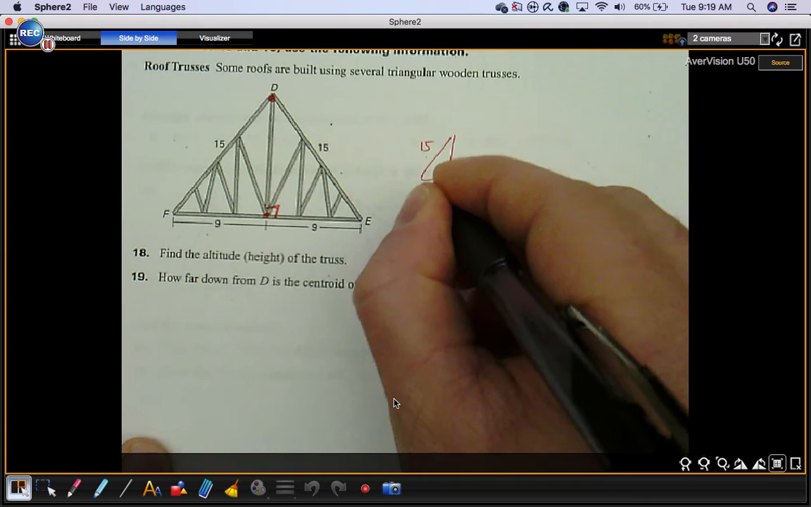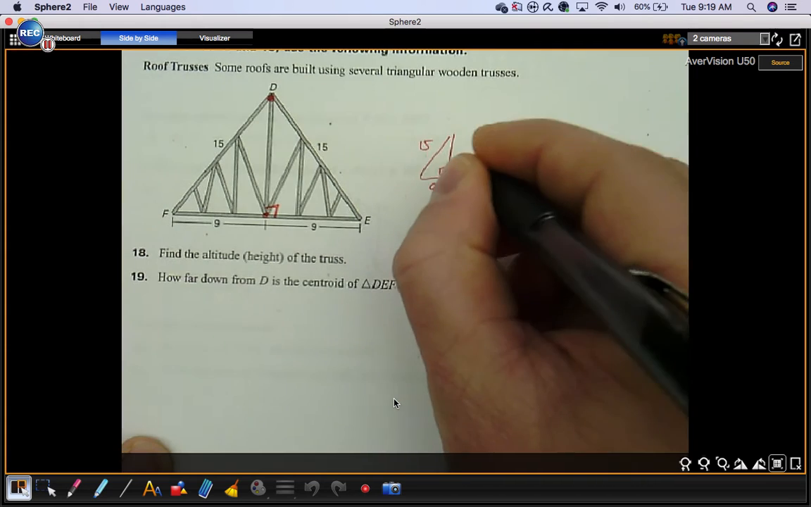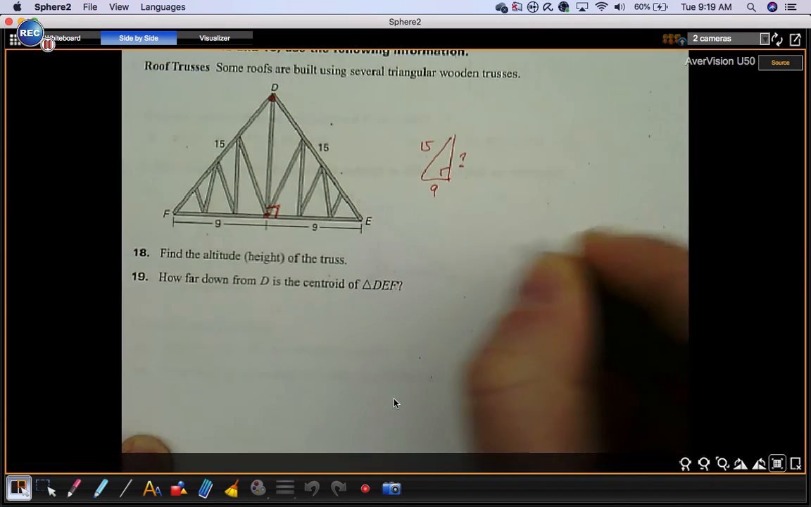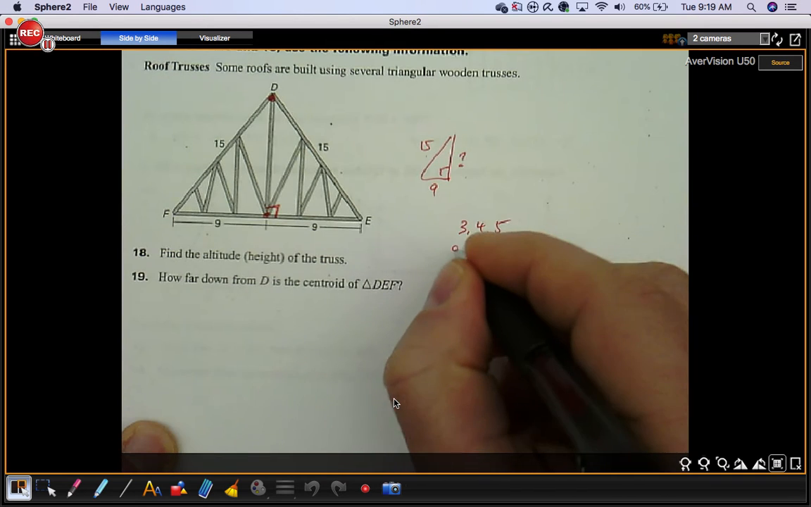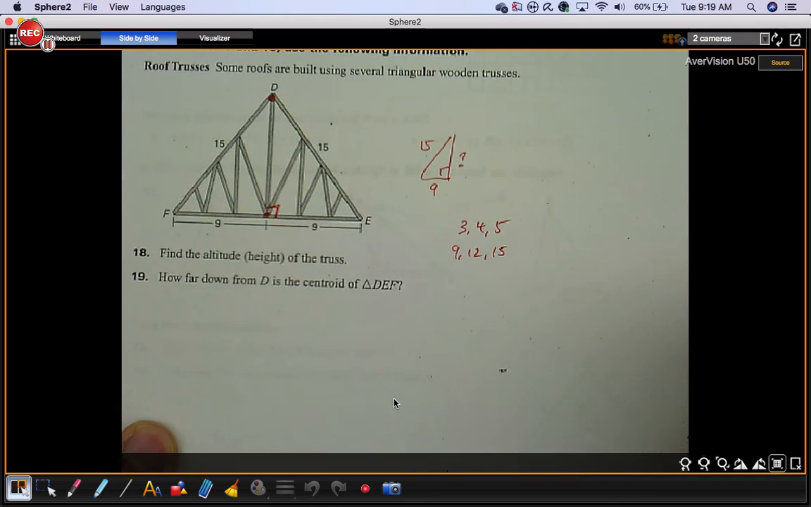Hypotenuse is 15, one of the legs is 9. What's the altitude? I know my triples. I know 3, 4, 5 times 3 gives me 9, 12, 15.